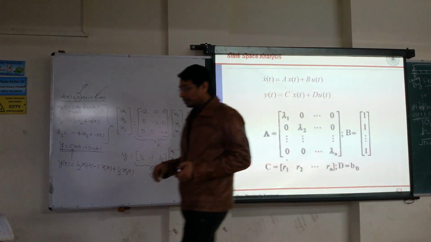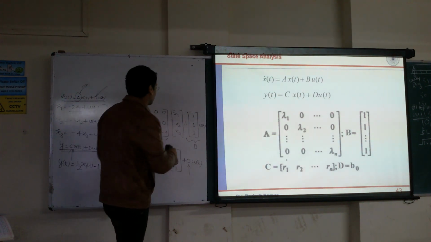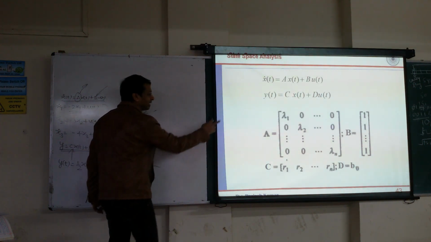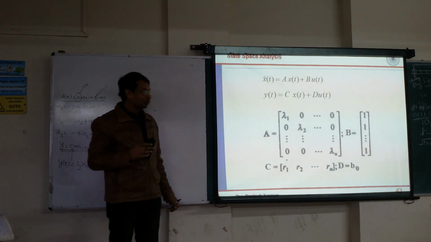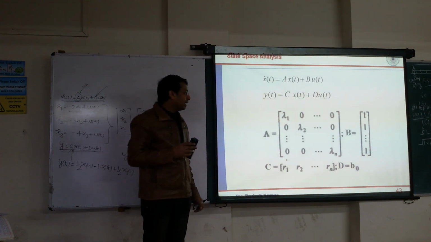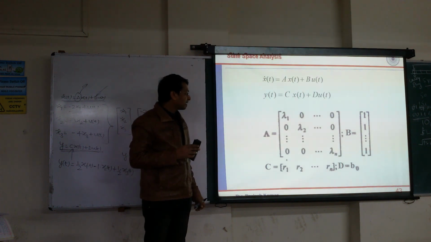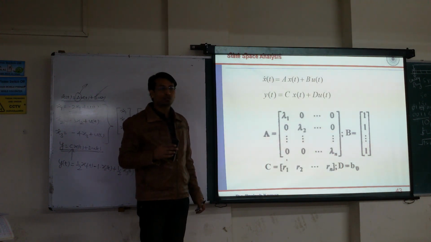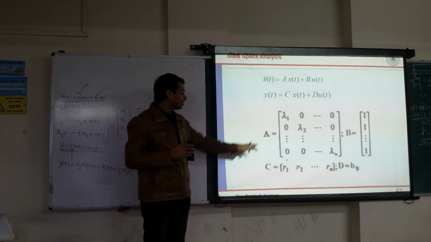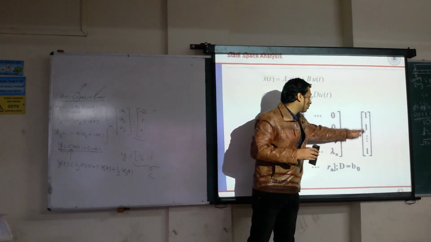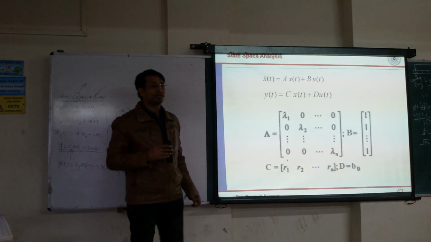Once again, if you try to arrange it in our popular form, that is your state equation form and output equation form, you will get the matrix A like this. One special thing you should note about lambda 1, lambda 2, lambda 3: if you have a closed loop transfer function, by directly seeing your matrix A you can say that these lambda 1, lambda 2, lambda 3 up to lambda n are the roots of the given transfer function. So if somebody provides you this diagonal form, and b is equal to 1, 1, 1, by just seeing these two equations, you can say that this is in diagonal form.